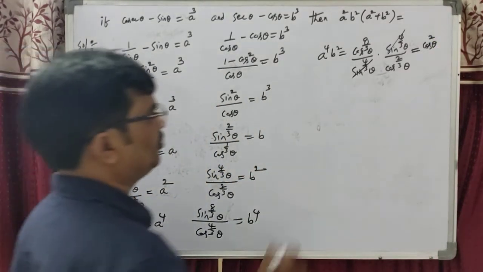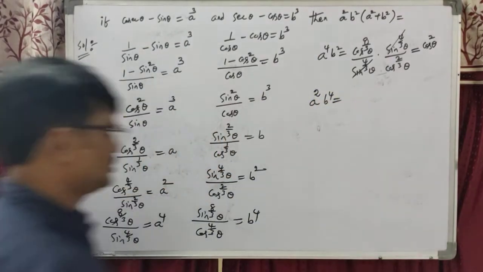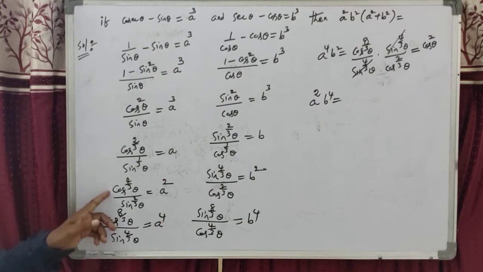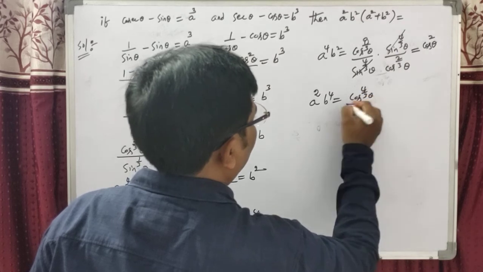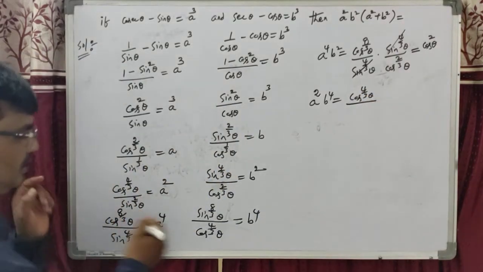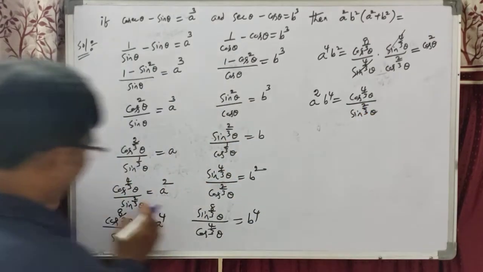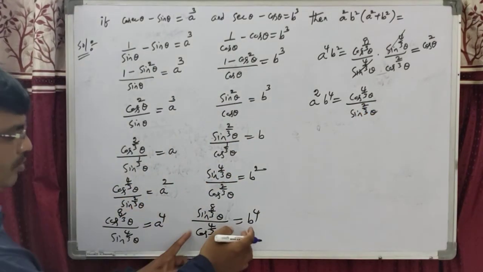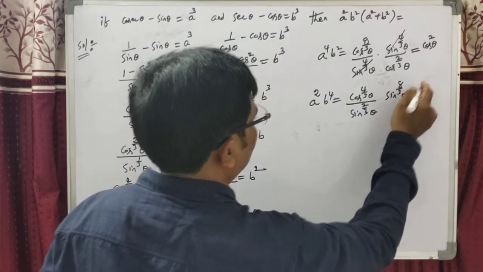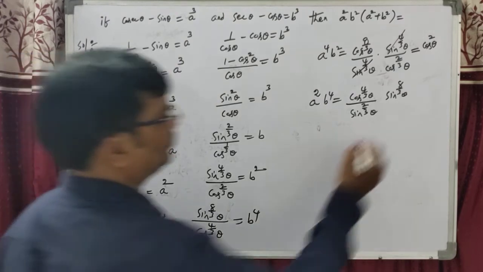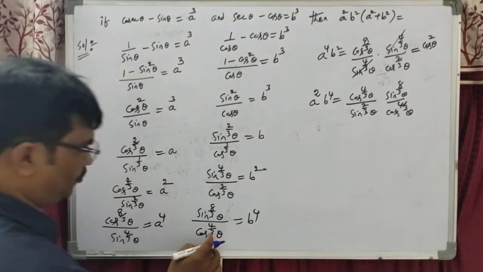Dear students, similarly we can find the value of a square into b power 4. What is a square, students? A square is cos power 4 by 3 theta sin power 2 by 3 theta. That is the a square. Now b power 4 is, dear students, sin power 8 by 3 theta upon cos power 4 by 3 theta.